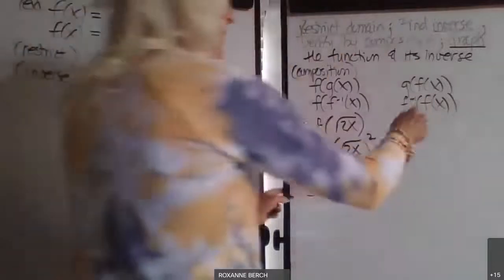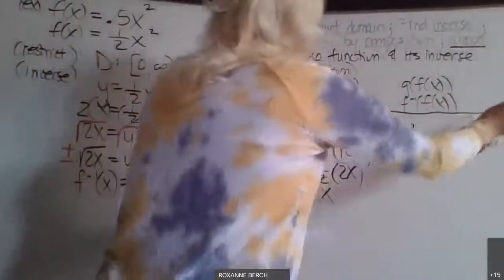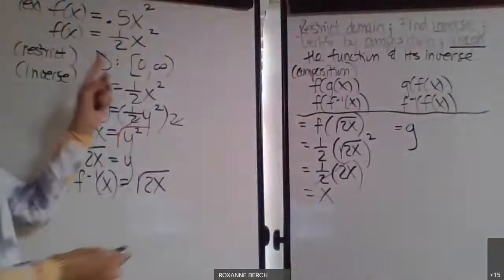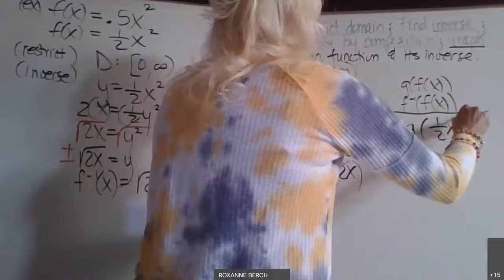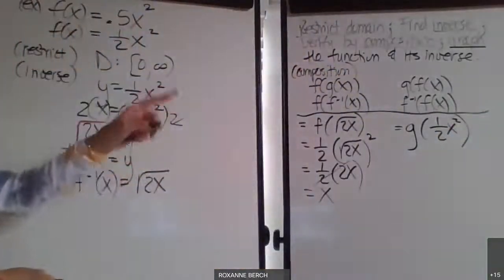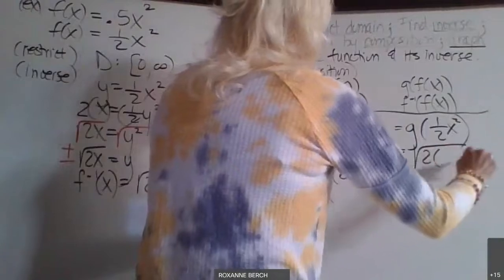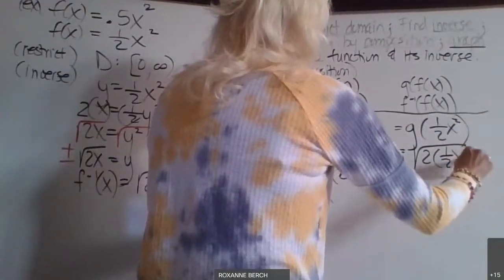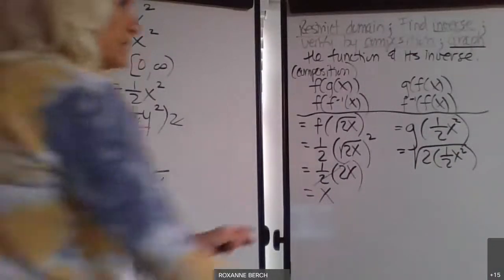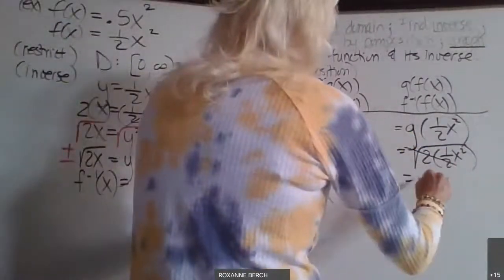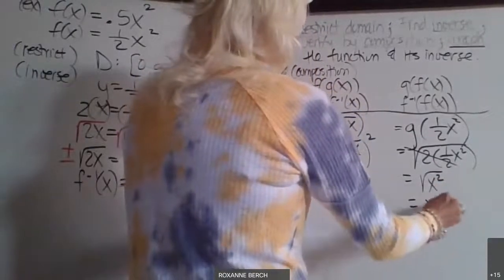Okay, now over here, we carry down g. The f function is 1/2 x squared. That becomes the x of the g function. So the g function is square root of 2 times something, and the something is 1/2 x squared. The 2's cancel, and you end up with the square root of x squared, which undoes each other, the square and the square root, so we get x.